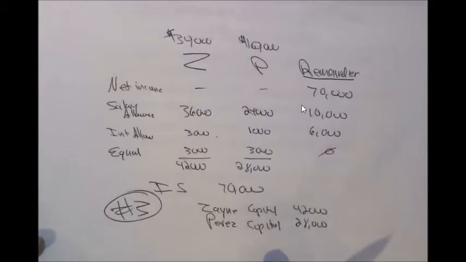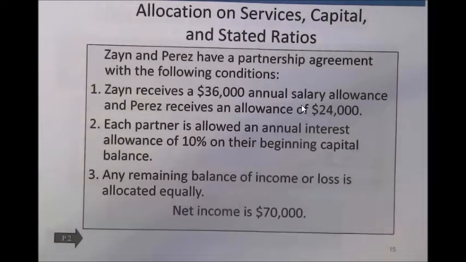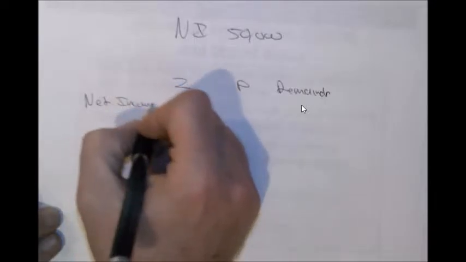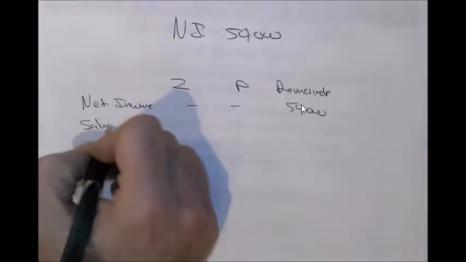So one last little look at that. So now we're going to do the same thing, only this time we're going to assume that we only have net income of $50,000, right? Same process otherwise, right? So I have my two partners, Zane, Perez, and my remainder, right? Now this time we have net income of $50,000. Okay, so this is going to look a little different. We still have the same scheme though, right?